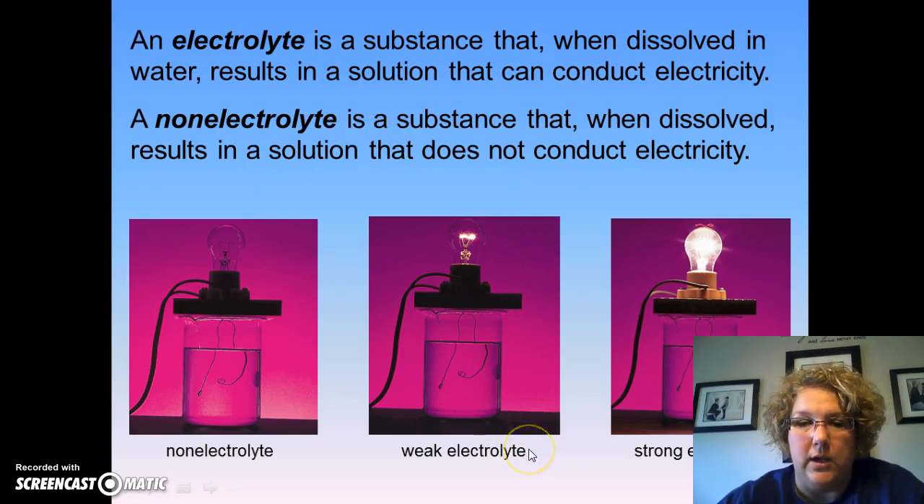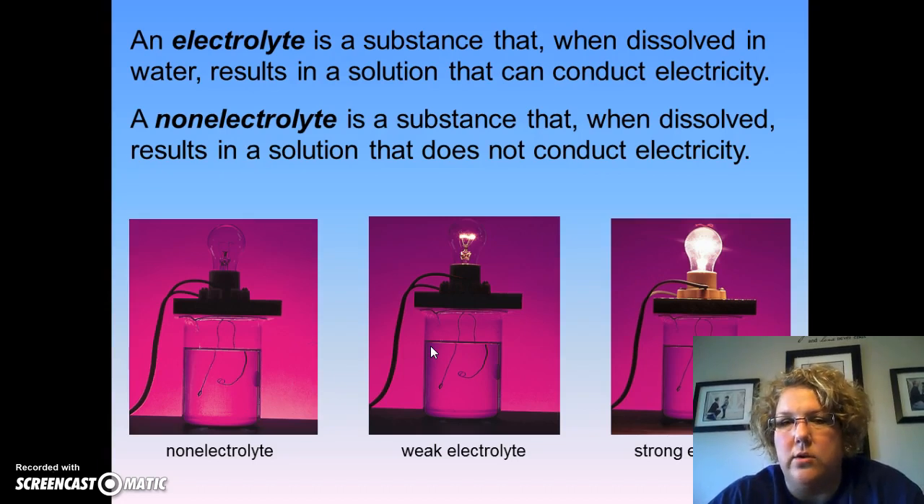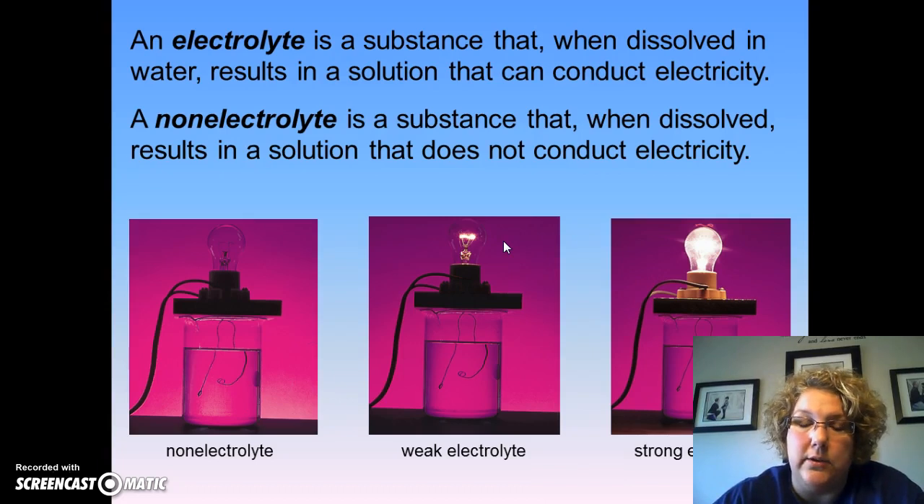There are weak electrolytes, like a weak acid, like acetic acid, or a weak base, like ammonium hydroxide. Those will dissolve in the water, but they don't completely dissociate. Not all the crystals, not all the formula units will separate in the water, so it'll only conduct electricity weakly. So it's a weak electrolyte.